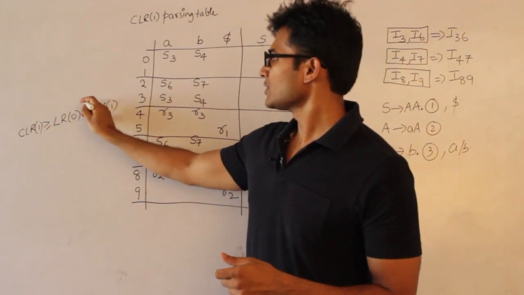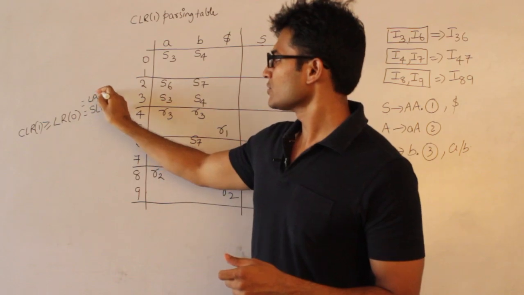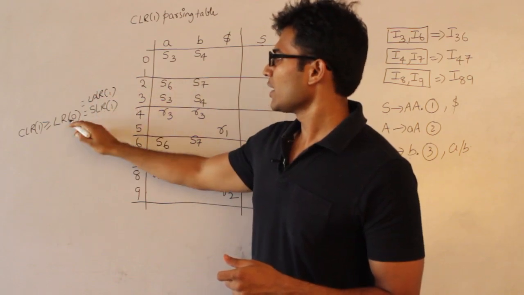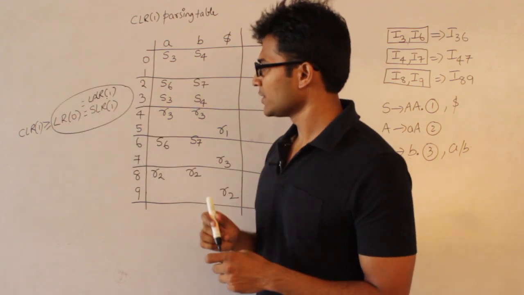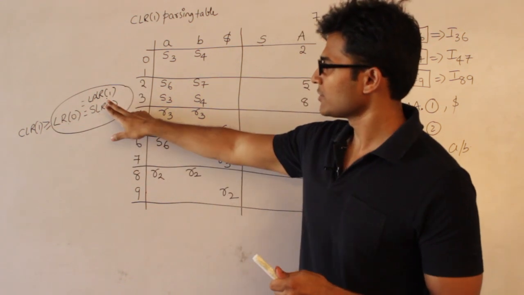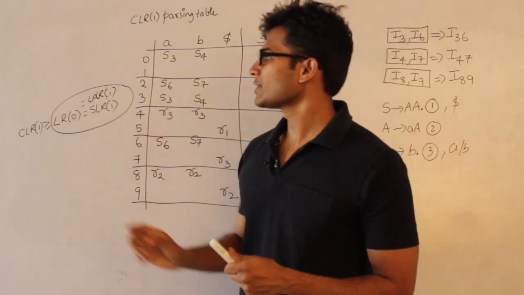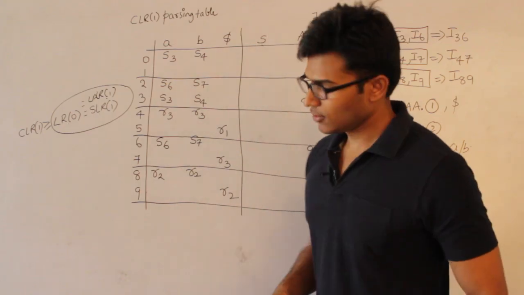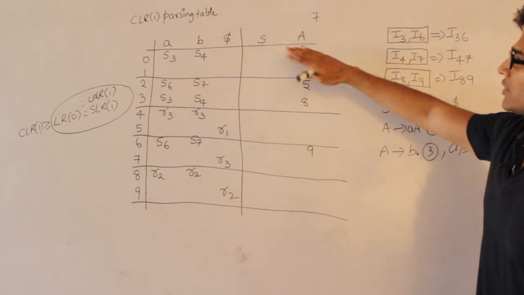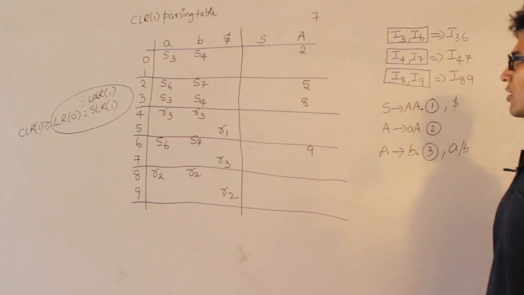Therefore the number of states in LALR1 is also equal to LR0 and SLR. The number of states in all these 3 parsers will be the same, but there might be a slight increase coming to CLR1. So let's see how to convert this CLR1 table into an LALR1 table.